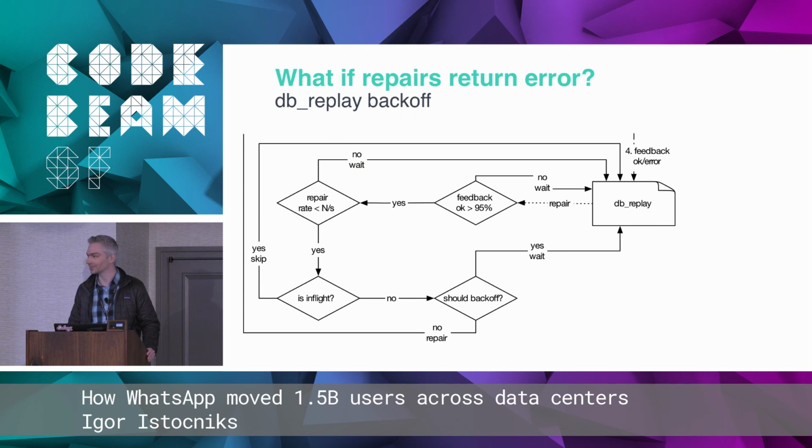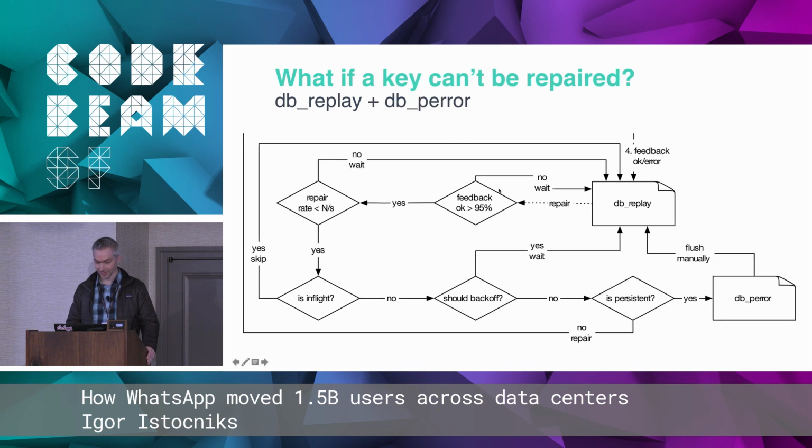Something went really wrong, the pipeline had a bug, and we can't repair the key. Well, we should stop at some point, right? We did that by introducing a persistent error concept. Every time we decided it's time to retry a key, we checked how many times we had retried so far. If we retried for a day, for example, probably something is not right, and it's time to look at the key and figure out what's wrong with it.